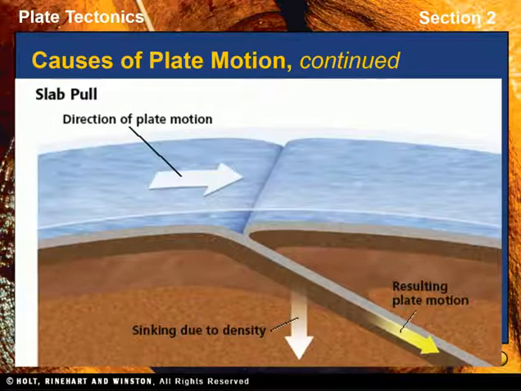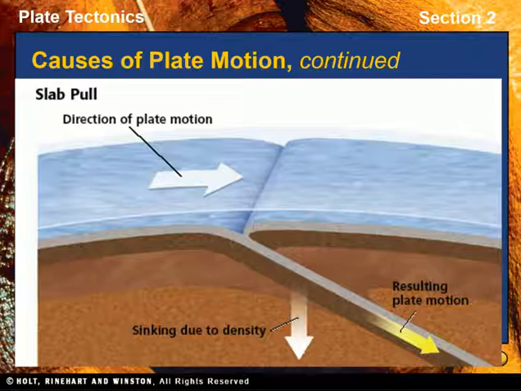Slab pull. Where plates pull away from each other at mid-ocean ridges, magma from the asthenosphere rises to the surface. The magma then cools to form new lithosphere. As the lithosphere moves away from the mid-ocean ridge, the lithosphere cools and becomes denser. Where the lithosphere is dense enough, it begins to subduct into the asthenosphere. As the leading edge of the plate sinks, it pulls the rest of the plate along behind it. The force exerted by the sinking plate is called slab pull.